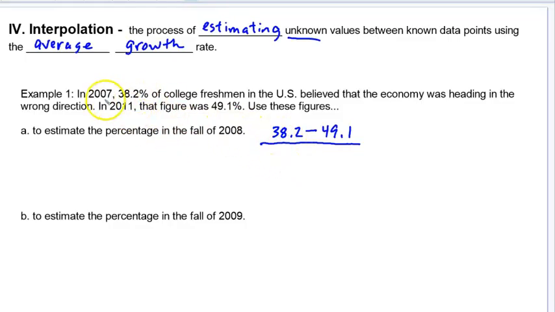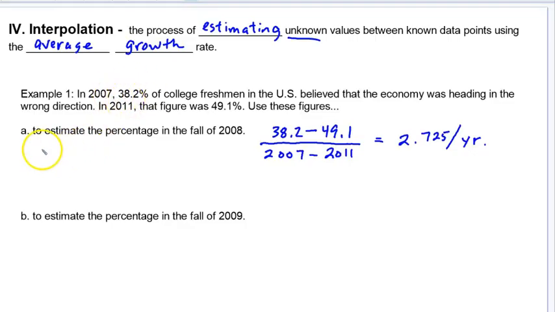So 38.2 is the 2007 year, and 49.1 is the 2011. All right, so let's go to our calculator, and this comes out to be 2.725 per year. That's our average growth rate. So we're growing at positive 2.725% per year. So using that number, it's pretty simple.